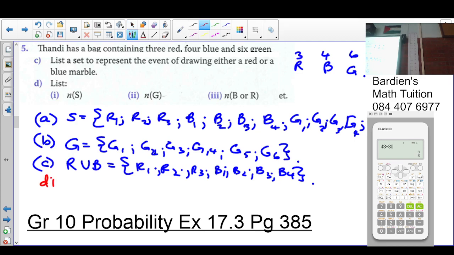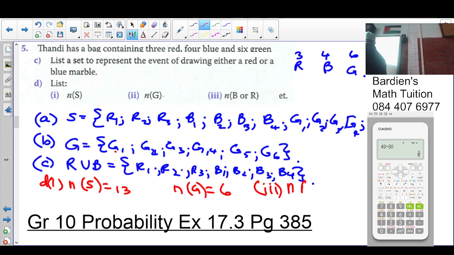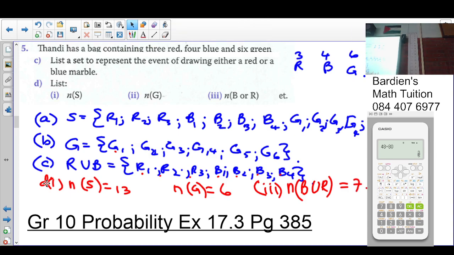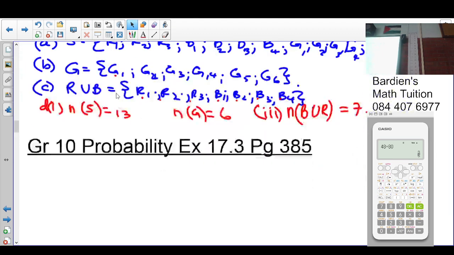Let's look at D. Number 1. The number in S is what? How many marbles are there in total? 30. The number in green is 6. Number 3. The number in B, blue or red. So it's going to be 1, 2, 3, 4, 5, 6, 7. Do you want to go with that, people? Yes, sir. Okay.